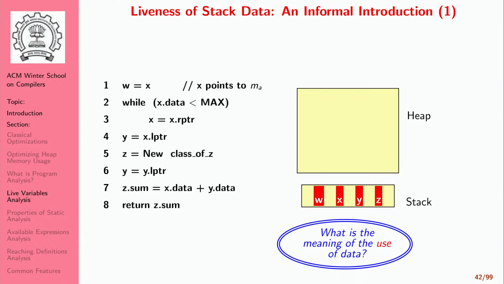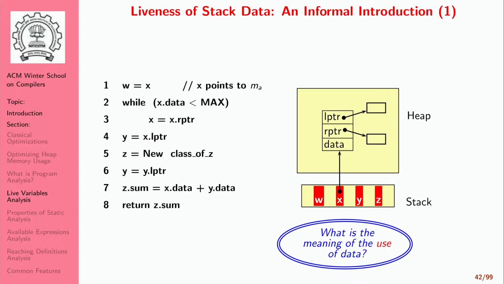So what does liveness analysis do? Liveness analysis tries to ask a question: is this location being used after a certain program point? For each program point, it tries to identify the set of variables whose values are used later. So we will define what is the meaning of use of data.